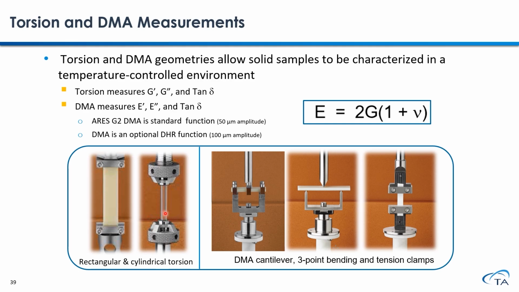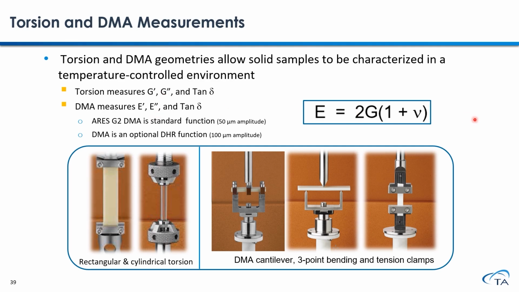Torsional measurements apply the deformation under shear mode. DMA measurements apply the deformation in a linear mode. Even though they can both measure samples' viscoelastic properties, the measurement results, especially the modulus, are defined with different symbols. Shear moduli are defined as G, G prime, and G double prime. DMA measured moduli are defined as E, E prime, and E double prime.